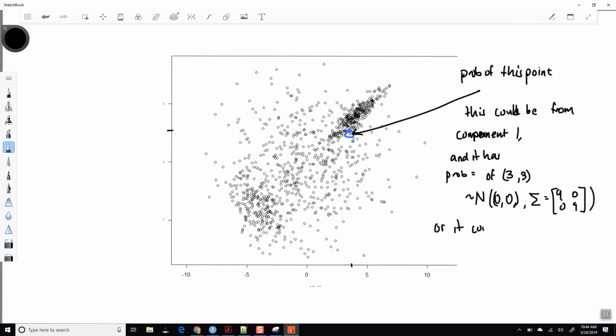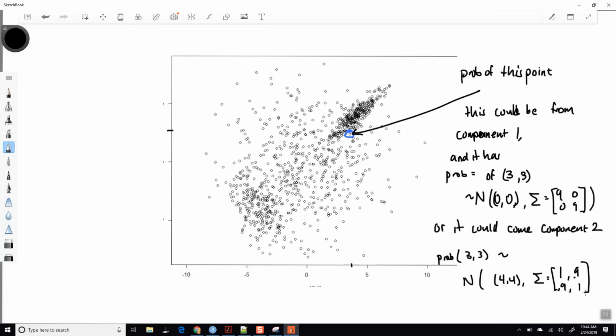Or it could come from component 2, where it's the probability of 3 comma 3 coming from a normal distribution where the center is 4, 4 and the standard deviation is 1, 0.9, 0.9, and 1. And technically, it could also have come from the third thing, but just be a really crazy outlier. But the probability of that is so extremely small that we could ignore it.